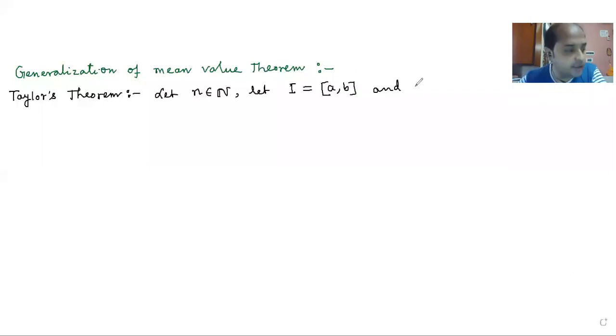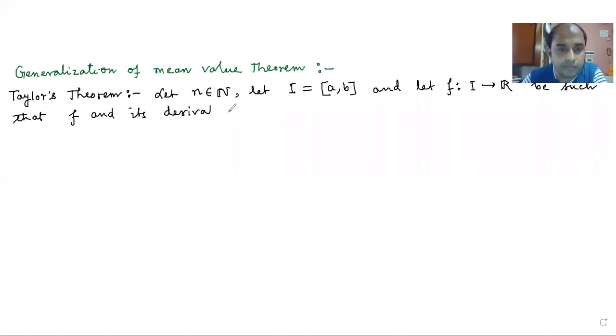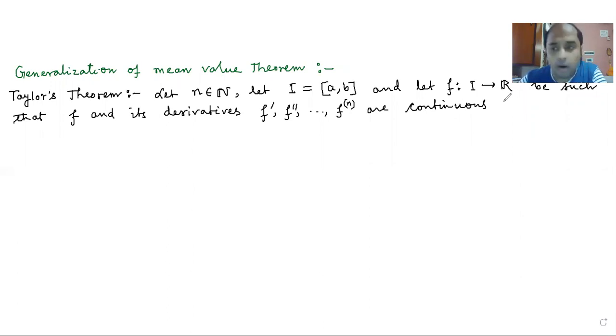AB, and let us consider a function f from the interval I to R be such that f and its derivatives, first derivative, second derivative, nth derivative are continuous on the interval I, and the n plus 1th derivative of f exists on the open interval AB.